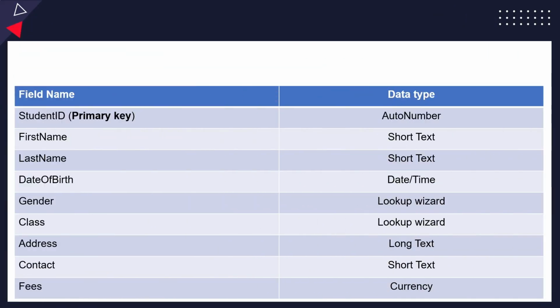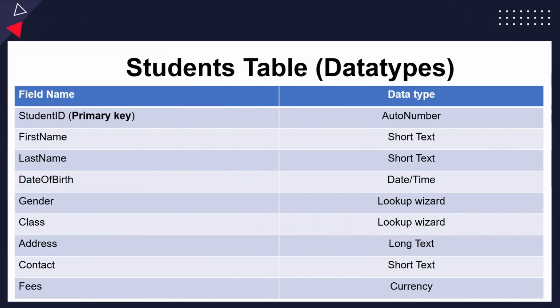Now, for this video today, we're going to do queries according to data types. From the students table, you note that these field names took different data types. We have auto number, we have text, we have date, lookup wizard, because this is text.